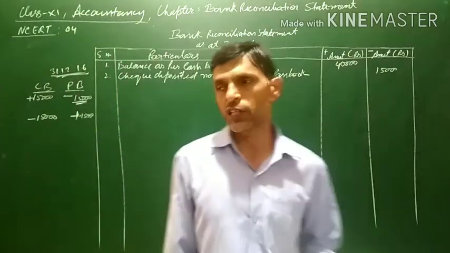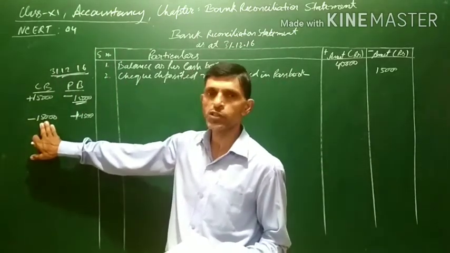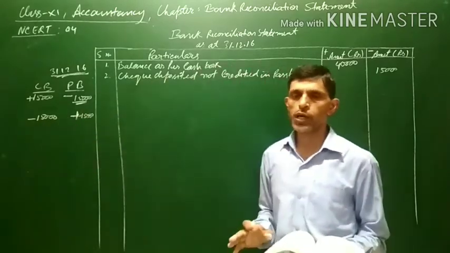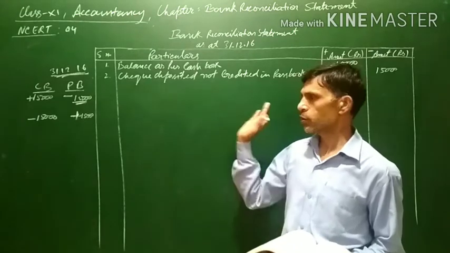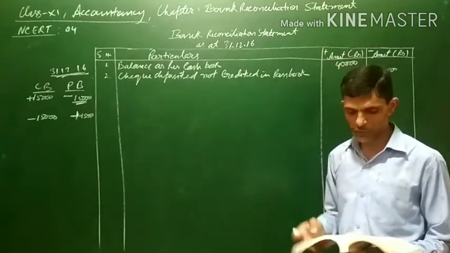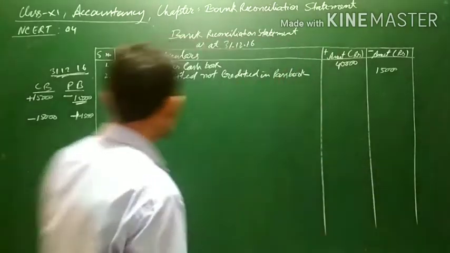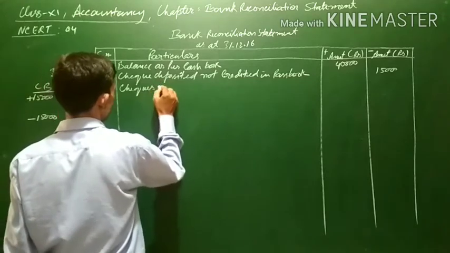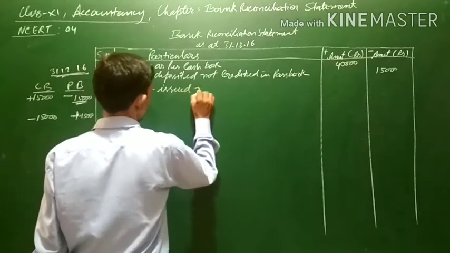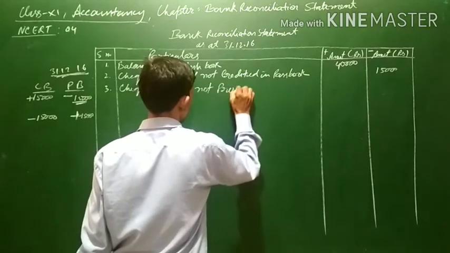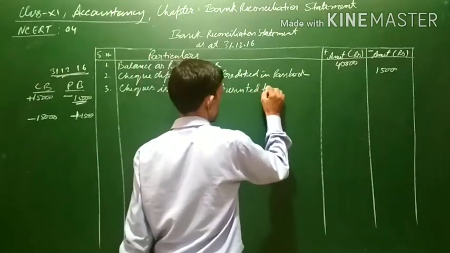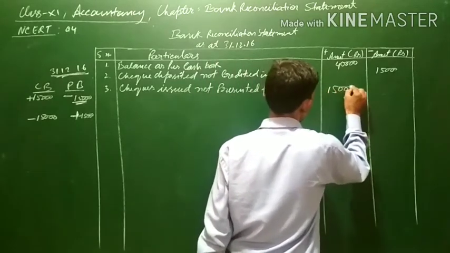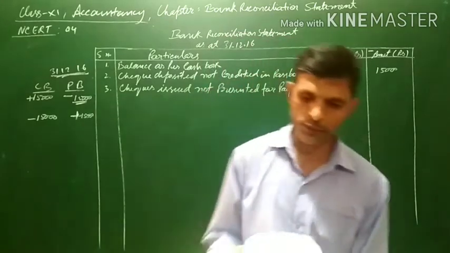Additional 15,000 will be reflected because the checks which were issued were not encashed; the person who got the checks did not go to the bank to get them encashed. So in the passbook, 15,000 additional balance will be reflected. Here we will write: checks issued, not presented for payment. So in the passbook there will be an addition of 15,000.